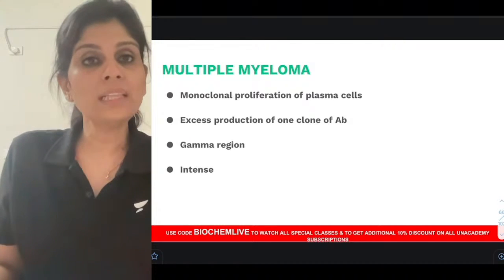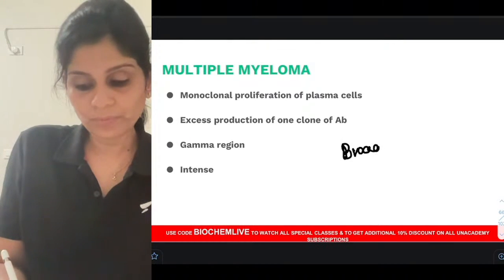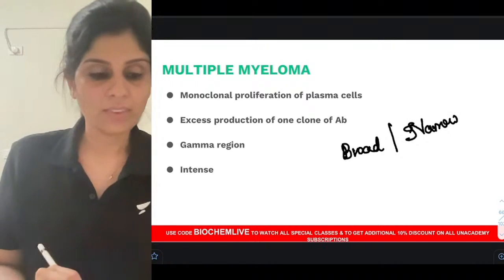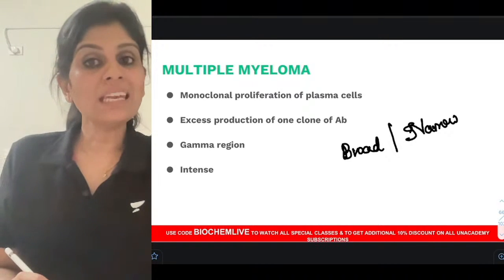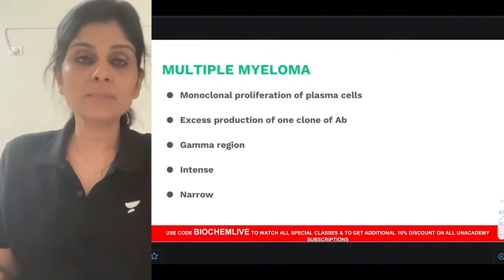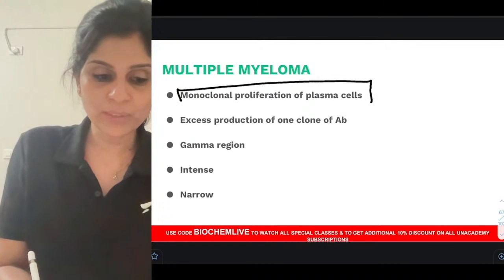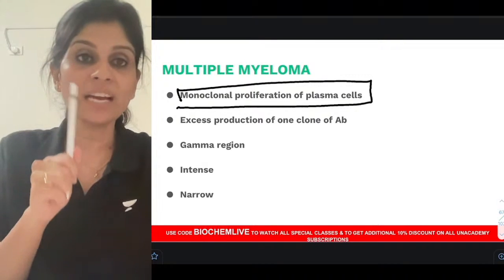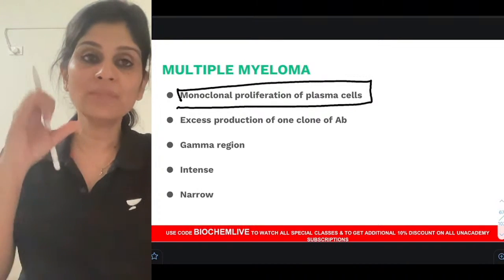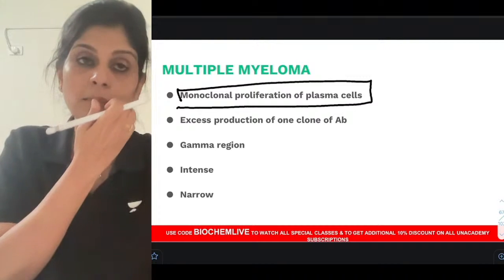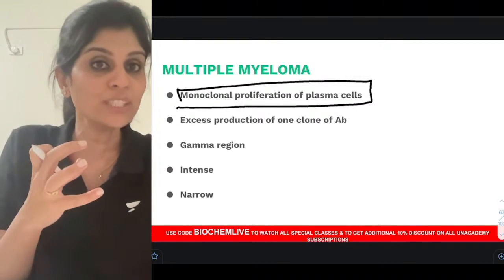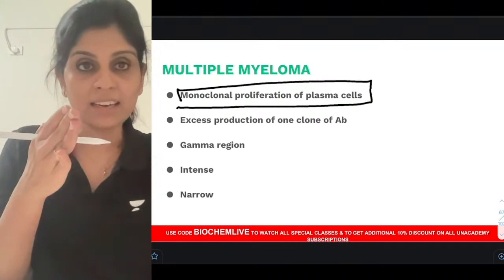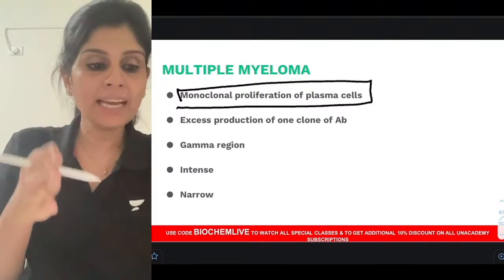Now my next question is, will the band be broad or narrow? Try to answer this. Yeah, the band will be narrow. Why will it be narrow? It is because it is monoclonal proliferation. Do you understand this? Because it is monoclonal proliferation, there is excess production of only one type of antibody, and that antibody will have the same shape. All those antibodies will have the same shape, the same number of charges, and the same molecular weight. So they'll all migrate in one line and they will stand in one line. So the band will be very narrow.